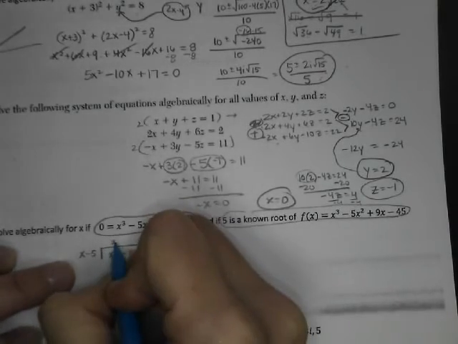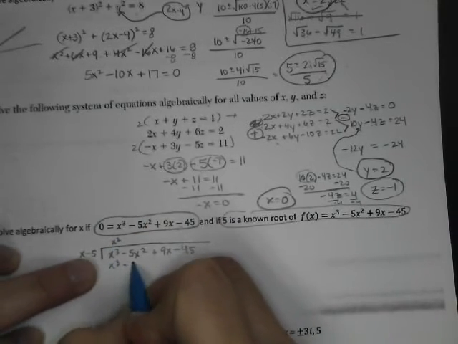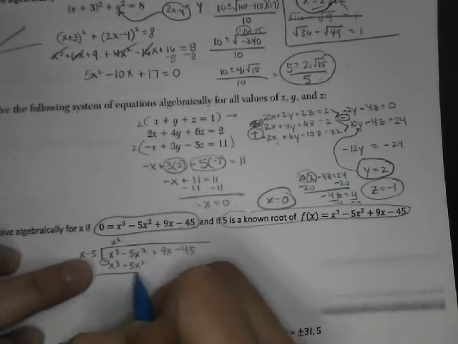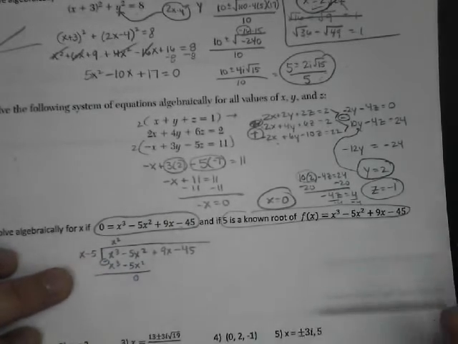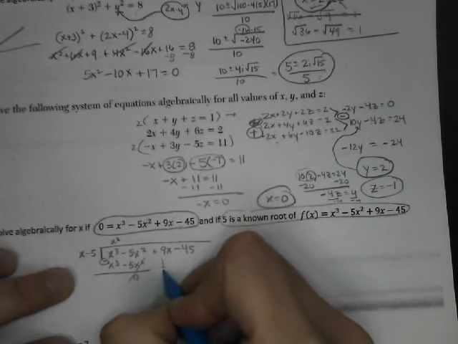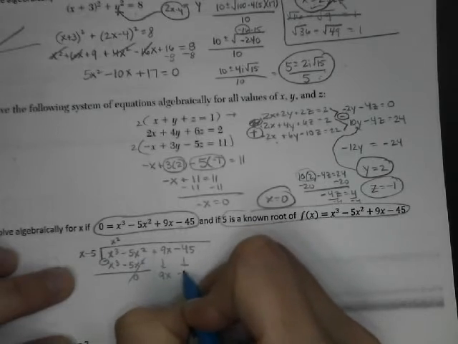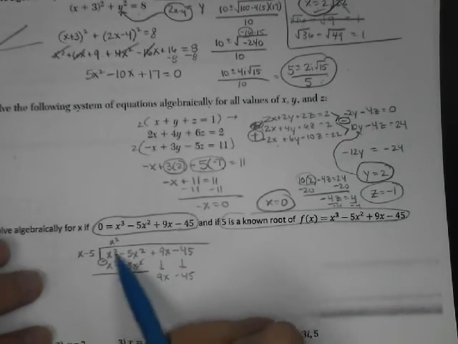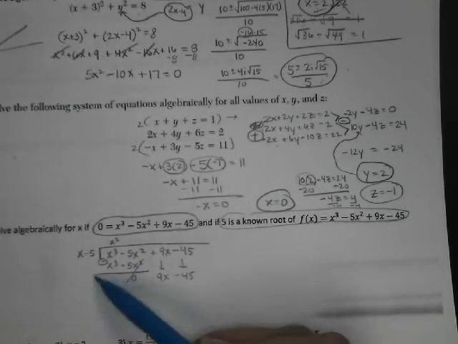So x times x squared gives you x cubed minus 5x squared. Line it all up, do subtraction. That whole thing gives you 0. So you bring down your 9x. You might as well bring down your negative 45 too, since that whole thing cancels. Typically we're left with something here and we go.